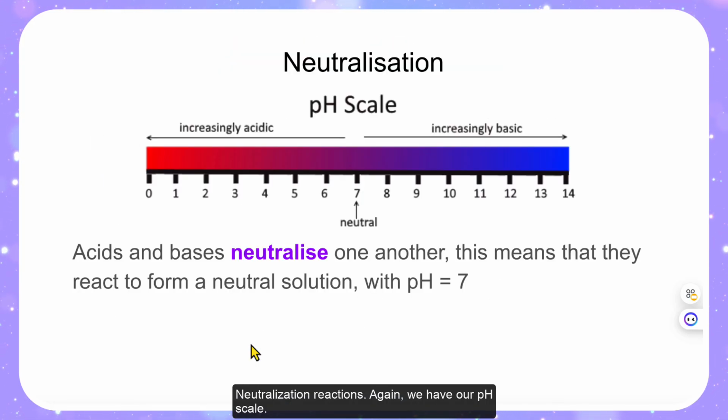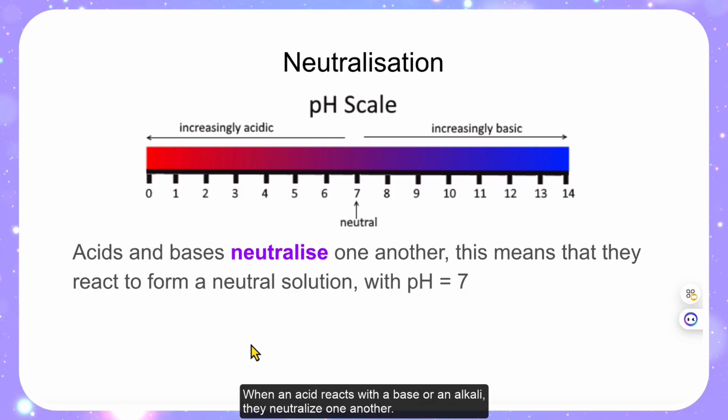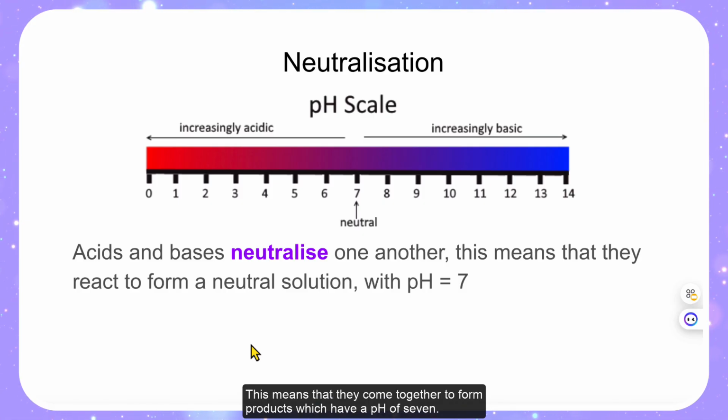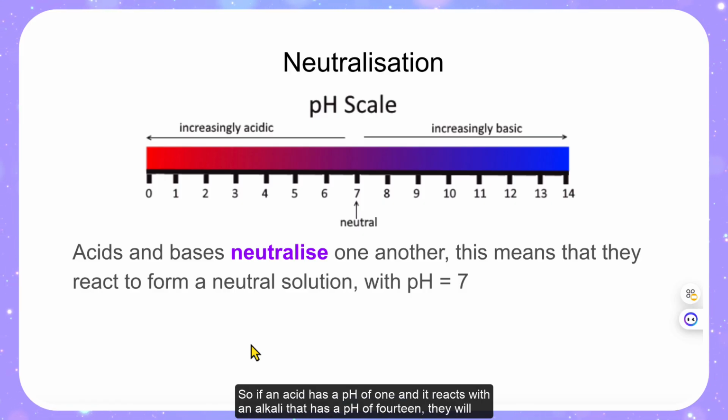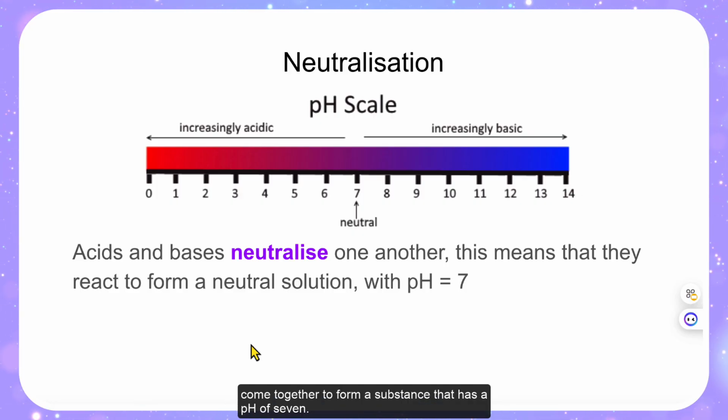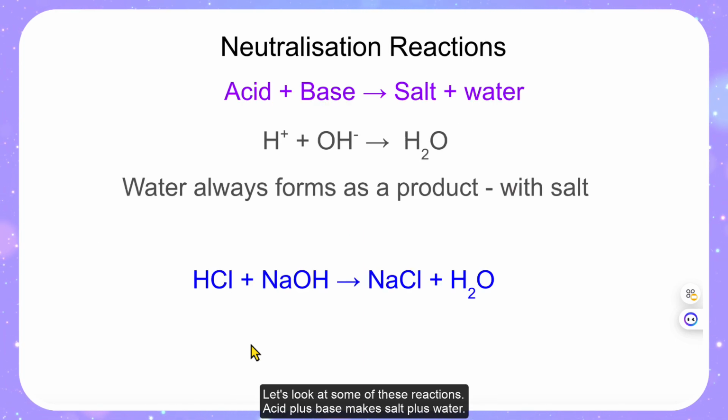Neutralization reactions. Again, we have our pH scale. When an acid reacts with a base or an alkali, they neutralize one another. This means that they come together to form products which have a pH of 7. So if an acid has a pH of 1 and it reacts with an alkali that has a pH of 14, they will come together to form a substance that has a pH of 7. That means they have neutralized one another. 7 is neutral. Let's look at some of these reactions.